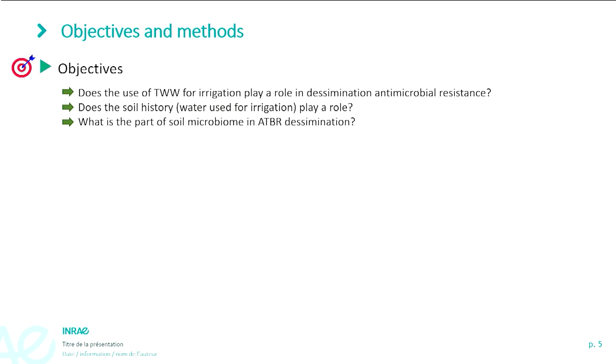Does the use of treated wastewater for irrigation really play a role in the dissemination of antimicrobial resistance? Does the soil history, corresponding to the type of water used for irrigation, also play a role? And what is the part of the soil microbiome in this dissemination?